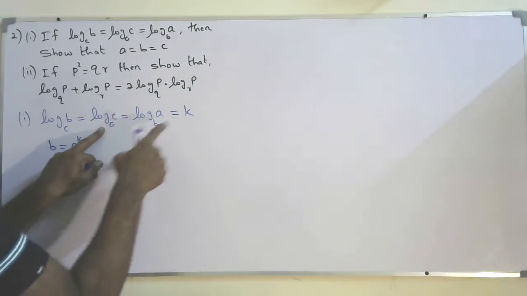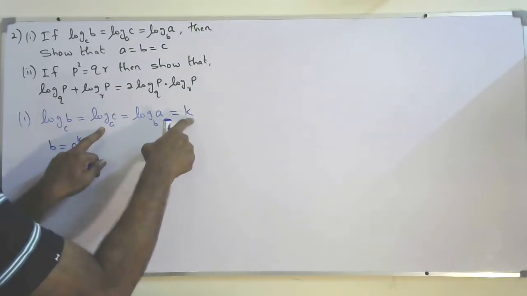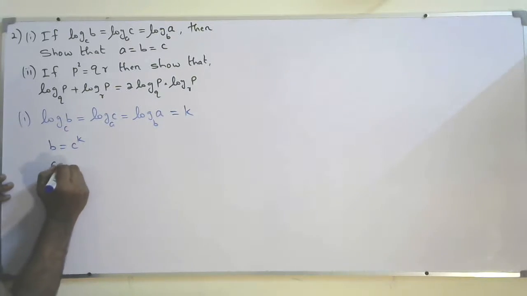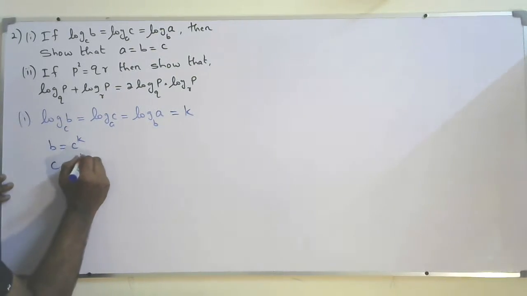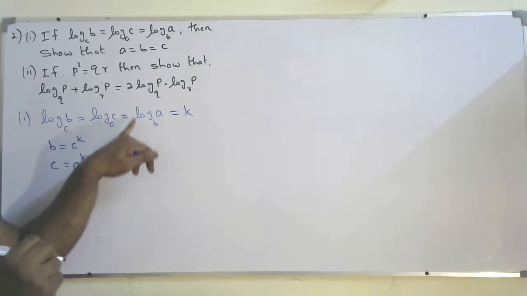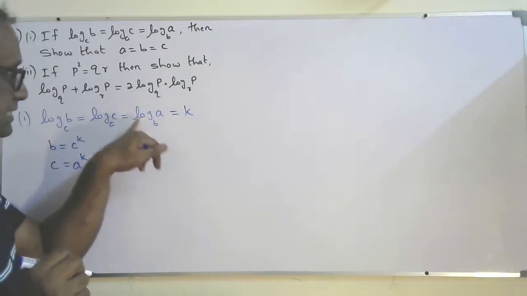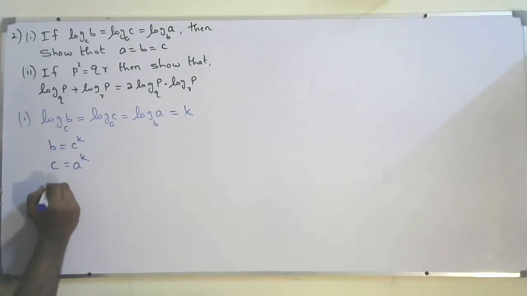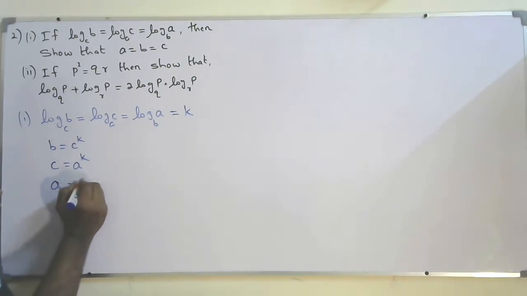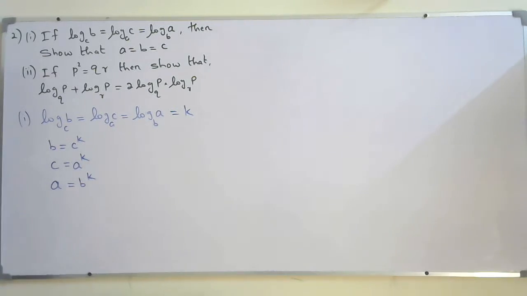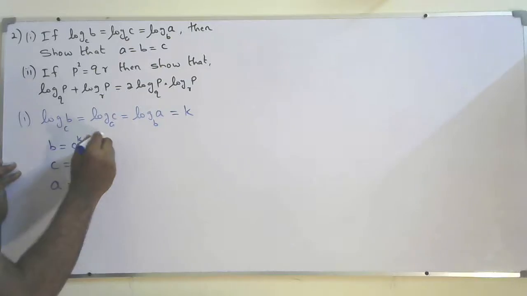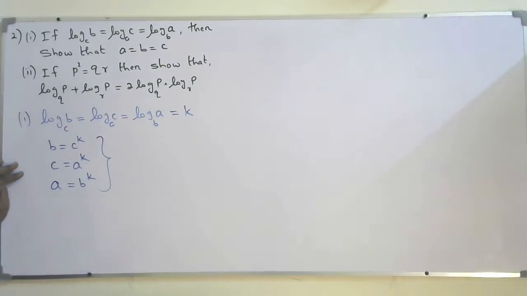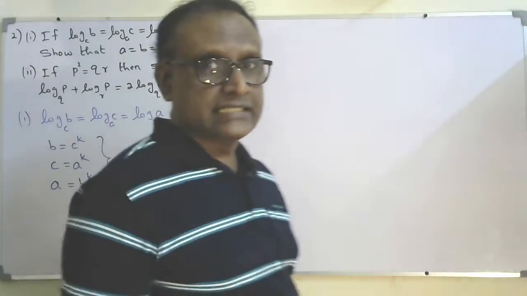If I consider this and this, log a of c equal k, so c equal a to the power k. Now b equal, if I consider this relationship, a equal b to the power k. Right. Now, by using these three relationships, what can I do? I'll multiply all these three.